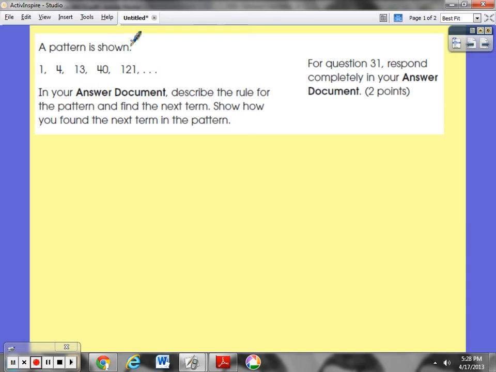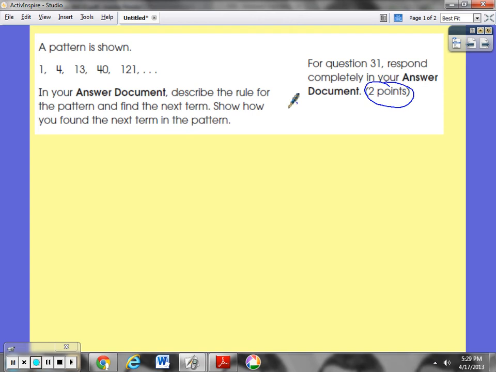So a pattern is shown. 1, 4, 13, 40, 121. In your answer document, describe the rule for the pattern and find the next term. Show how you found the next term in the pattern. I see over here that this is a 2-point question.